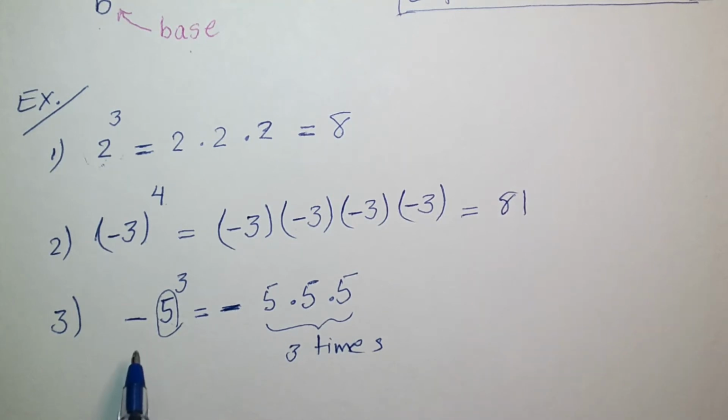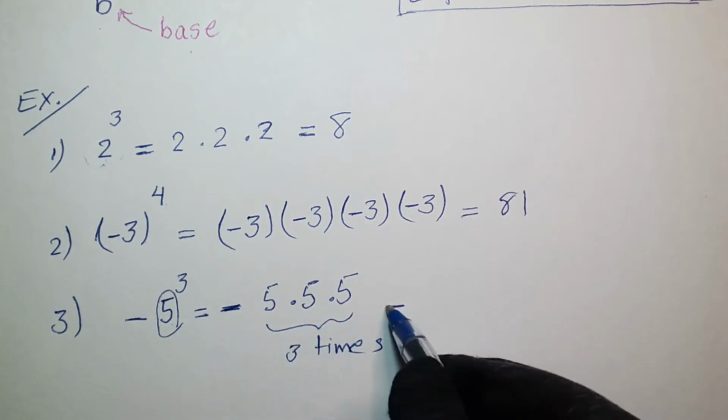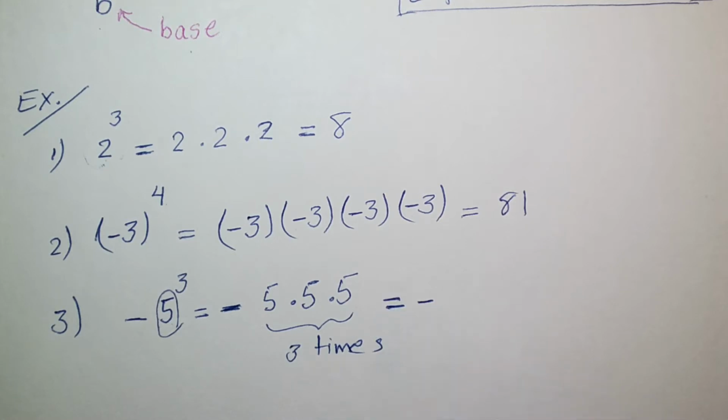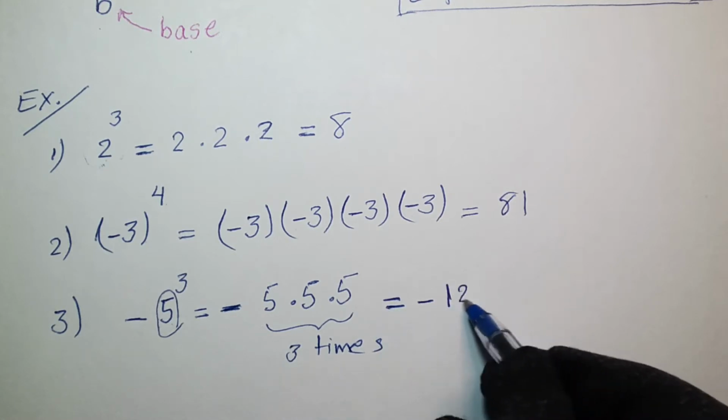In example number 3, negative 5 to the power of 3. The base is 5, because the negative is outside, not inside of parentheses. To evaluate this expression, we keep the negative and we multiply 5 by itself 3 times. And we find the answer, negative 125.